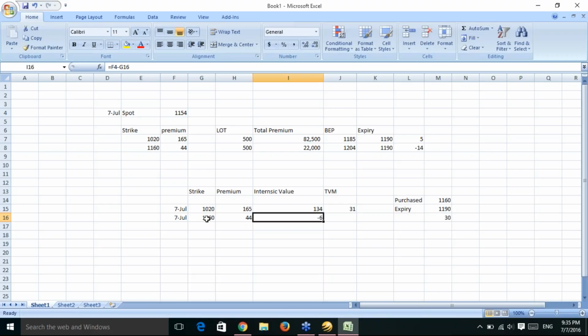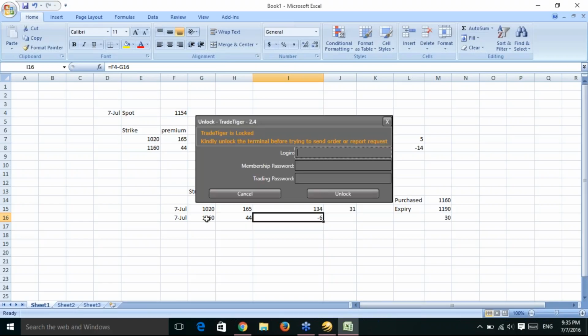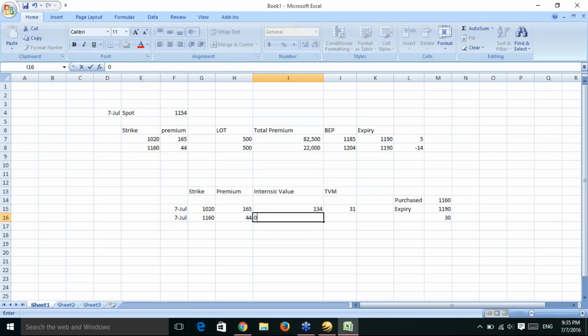Now I told you the intrinsic value cannot be negative because your asset's value cannot go negative. The property value cannot be negative. It can be a maximum of 0. So in that situation, the intrinsic value will be 0. Now what will be my time value? The entire premium here is the time value, 44 rupees.